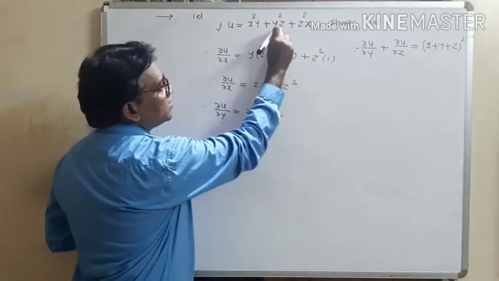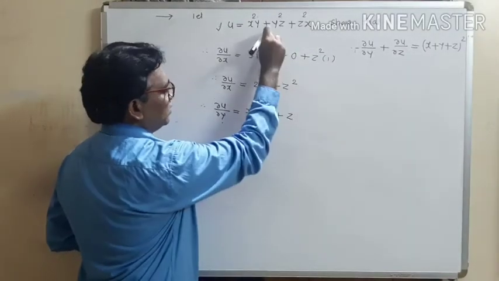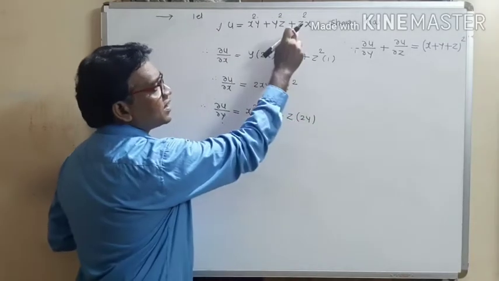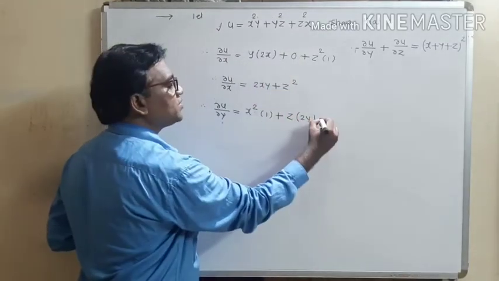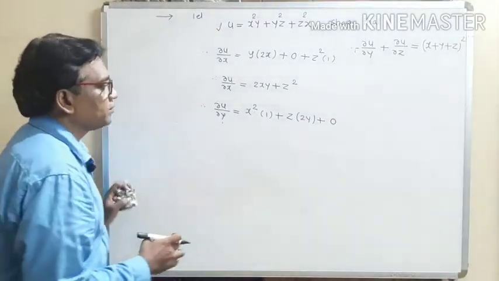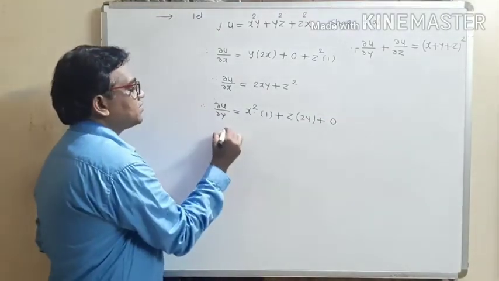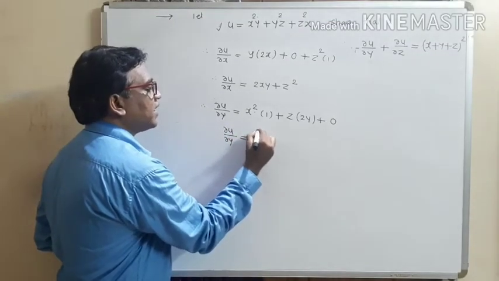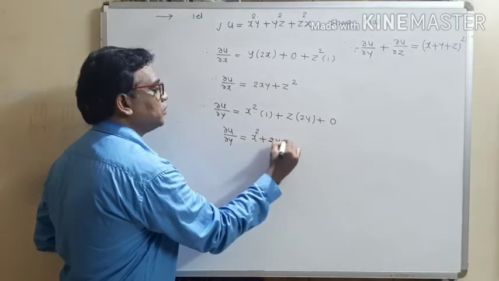plus z, it is a constant quantity. Derivative of y square is 2y. z square is a constant term. x is a constant term. So what is the derivative of a constant term? It is 0. So this ∂u/∂y is equal to x square plus 2yz.